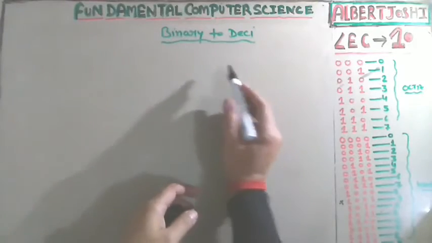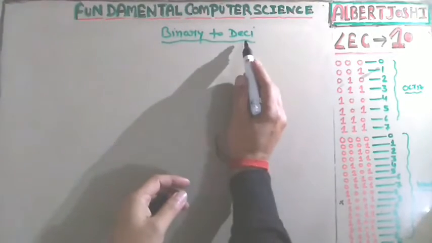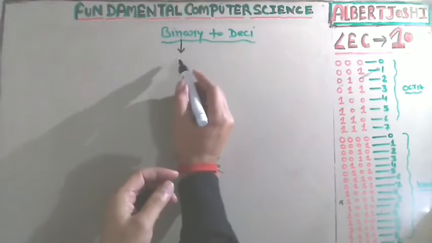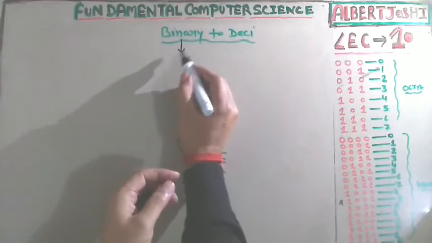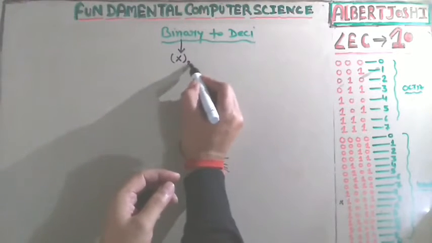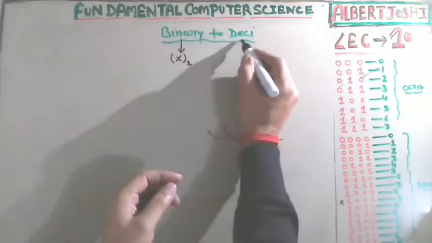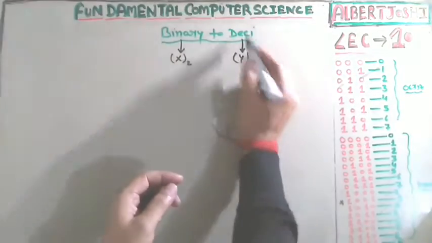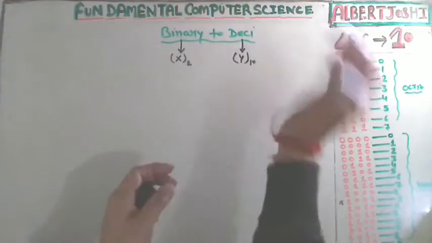Lecture number 10. Today we are talking about binary to decimal conversion. We have to convert a binary number to a decimal number. What is the meaning of binary? Whenever the base is 2, the number is a binary number. Whenever you have a number and its base is 10, then this is a decimal number. What is base? Go to lecture number 2.